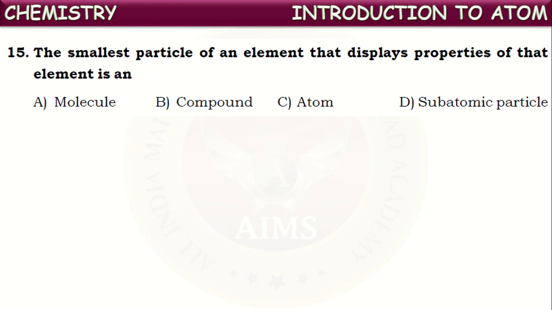Next, the smallest particle of an element that displays the properties of that element is. Yes, the smallest particle of every element that displays the properties of that element is said to be an atom. Atom is the smallest particle of every matter which displays the properties of that element. If you say carbon element, the smallest particle in that is the carbon atom. Carbon atom can display the properties of that carbon element.